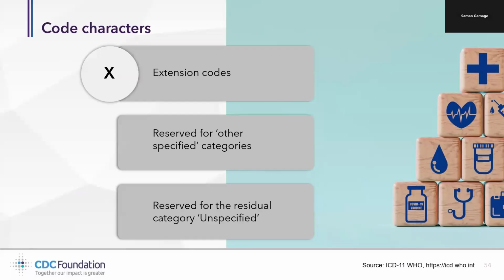And then there are extension codes. The first character is X. Then there are other codes reserved for other specified categories. The last character is Y. And then there are some other categories reserved for residual category, unspecified. The last character is Z. These codes and these characters will be discussed in upcoming Coder Web training sessions.